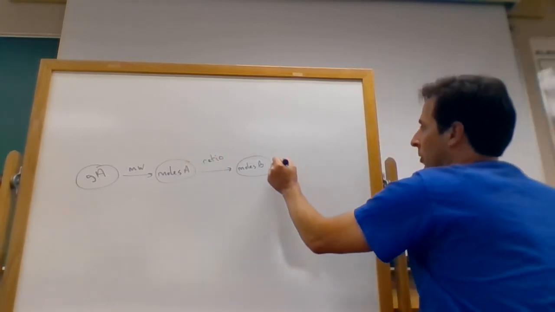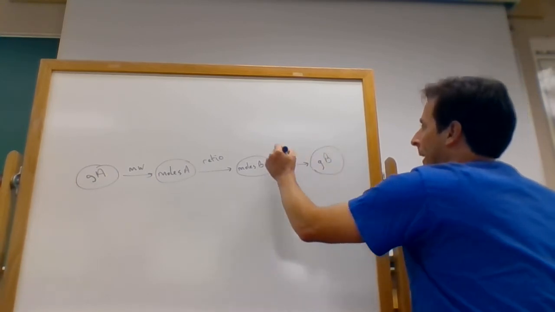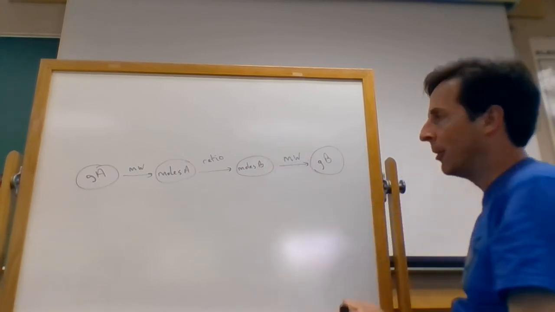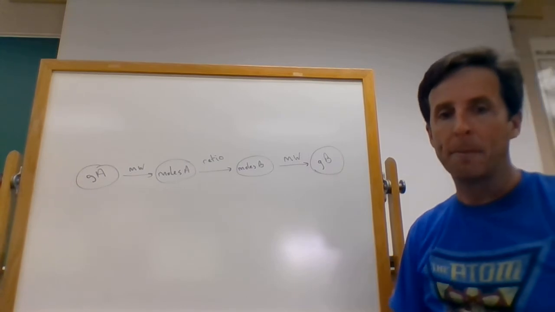And then you can go from moles of B to grams of B, again with the molecular weight. Now the molecular weight over here is for compound A, the molecular weight over here is for compound B.